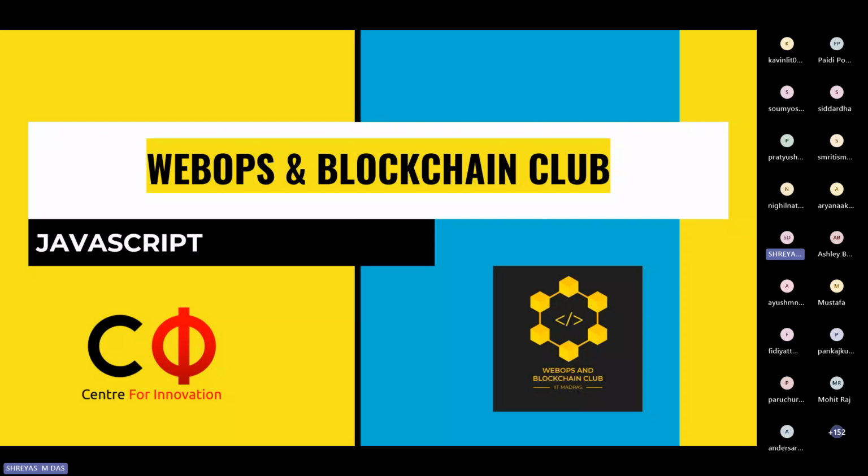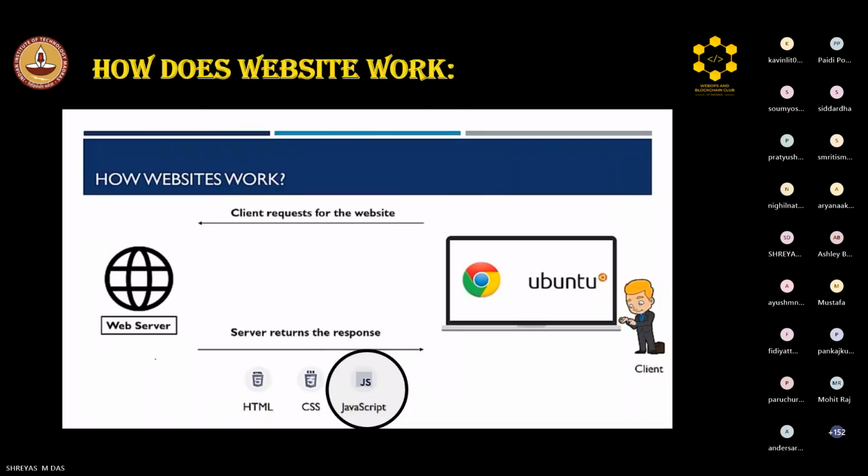So let me tell you how the website works. See, now you can see that there is a client and he's requesting a website through Google Chrome. So what does a client say? The client will say, "Hi bro, I need so and so website." So they will ask for a website and it will go to the web server, and the web server will give the response based on the requirement. It gives the response in HTML, CSS, and JavaScript.